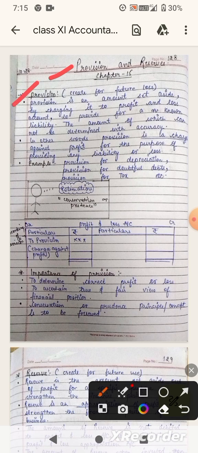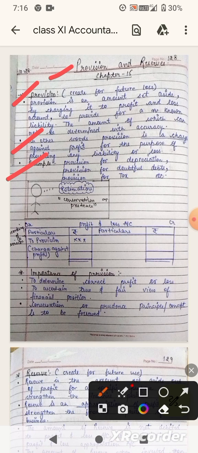Firstly, the meaning of provision is a charge against profit concept. That means provisions are created in case of profit as well as in case of loss. The examples of provisions are provision for depreciation, provision for doubtful debts, and provision for tax. These are created for future protection against the losses.